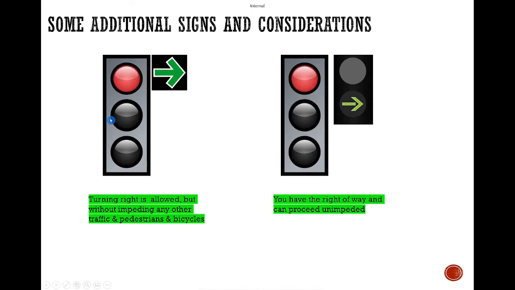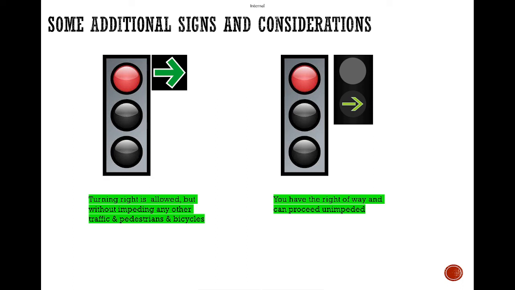Let's look at this. You have a traffic light with an additional supplementary sign like this, which is a sign pointing towards the right. If you see something like this, turning right is allowed, but you should not impede any other traffic or pedestrians or bicycles. So this is not giving you the right of way, but turning right is allowed without impeding others.